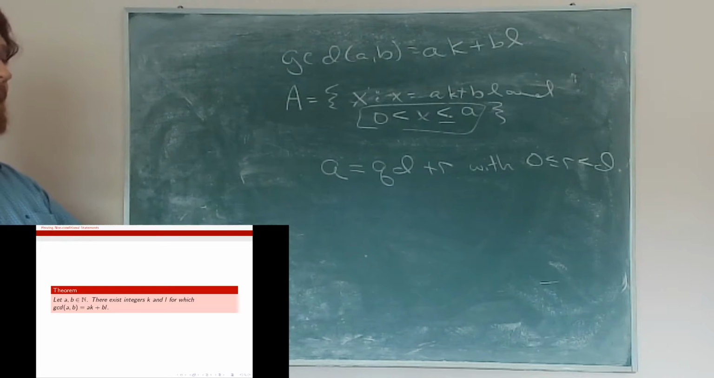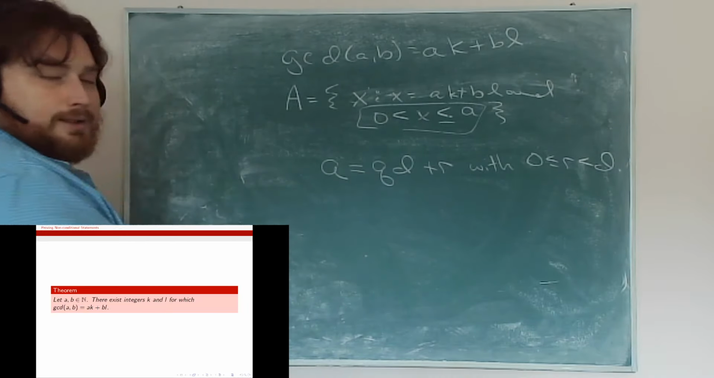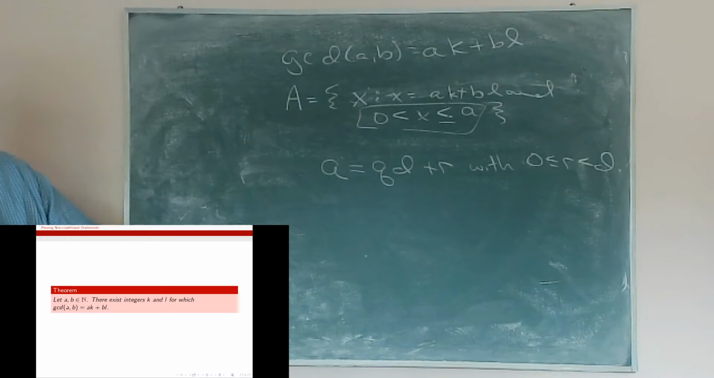So if R has to be 0, then Q times D is equal to A, so D divides A.